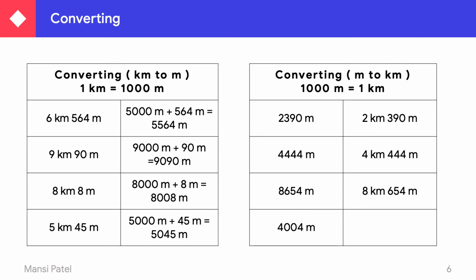Then 4004 meter. So the last 3 digits are considered as meter, and before that it is considered as kilometer. So your answer is 4 kilometer 004 meter, or we can say that only 4 kilometer and 4 meter.